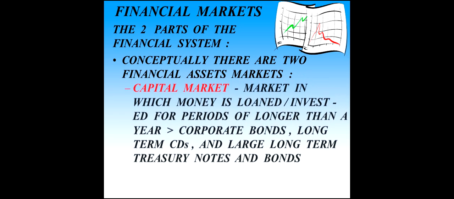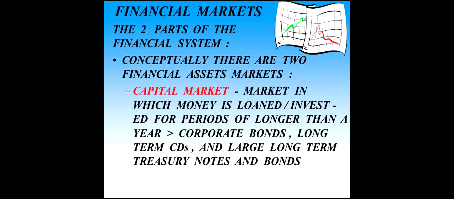Let me start with giving you a little more detail with regard to the financial assets markets. And conceptually, there are two financial asset markets. Here's the first. It's called the capital market. This is the conceptual market in which money is loaned or invested for periods of longer than a year. The products that make up this market in terms of the buying and selling are things like corporate bonds, long-term CDs, large long-term treasury notes and bonds.